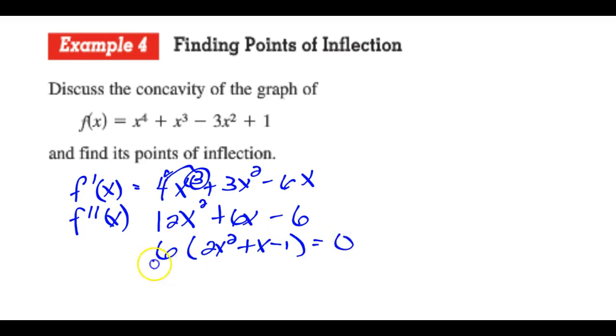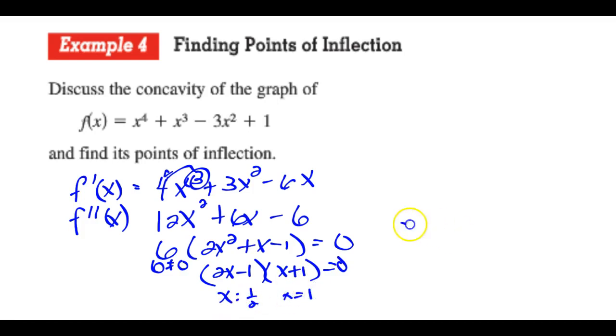Set that equal to 0. 6 never equals 0, so throw it away. And this will factor nicely to 2x minus 1 and x plus 1. Work on your factoring skills. So the critical values are 1/2 and -1. And then I would either do the chart, or if you wanted just to slap down a 1/2 and a -1 for the critical values and run your test.